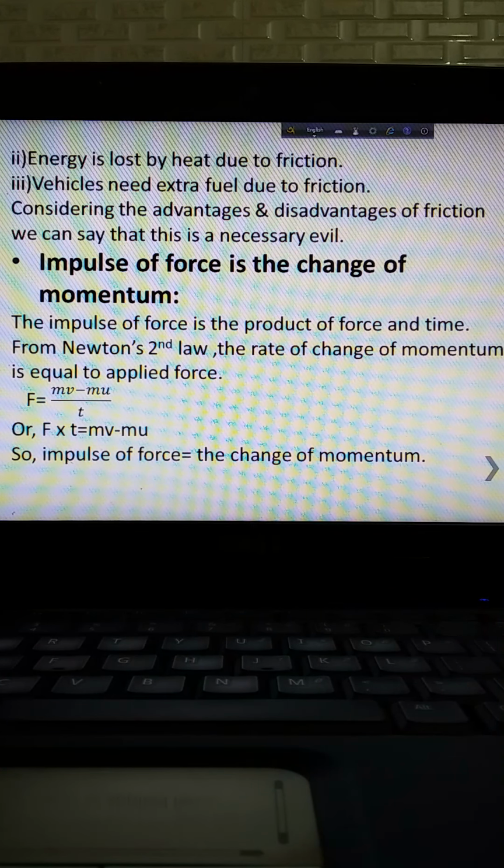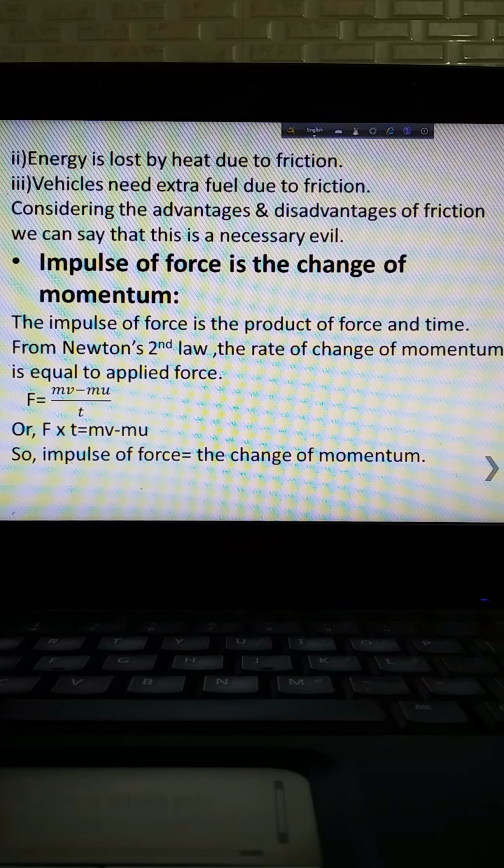From Newton's second law, we know that the rate of change of momentum is equal to the applied force. That means force F equals change of momentum divided by time. This is the rate of change of momentum. So F equals (mv minus mu) divided by t. If we make the calculation here, Ft equals mv minus mu. Ft means the product of force and time. This is called impulsive force. That means impulsive force equals the change of momentum.